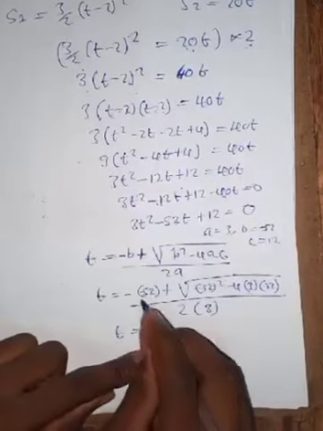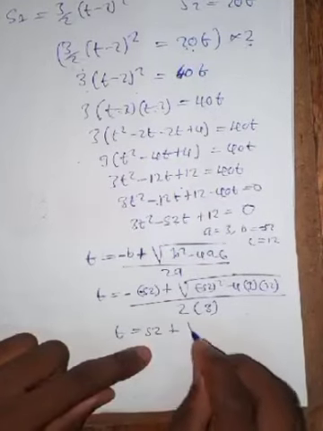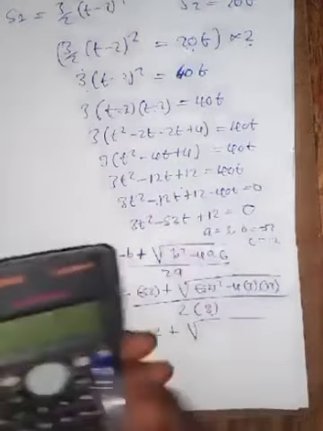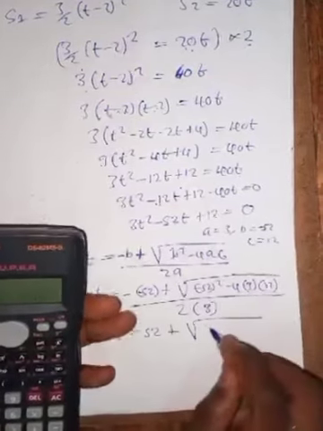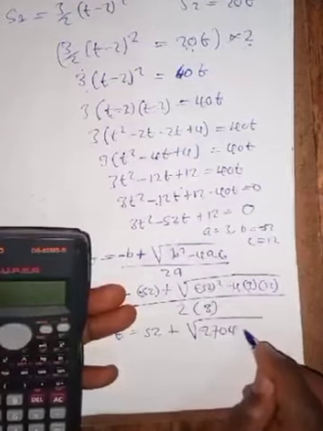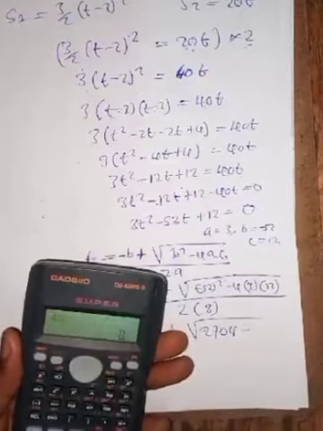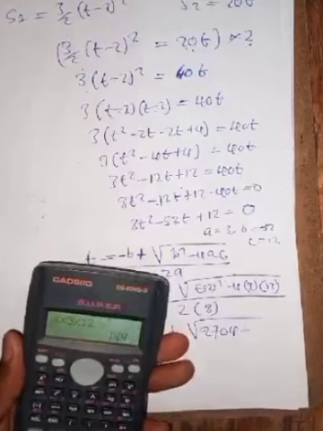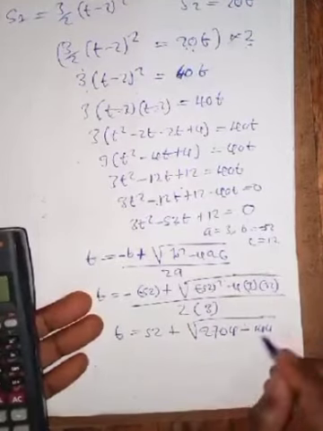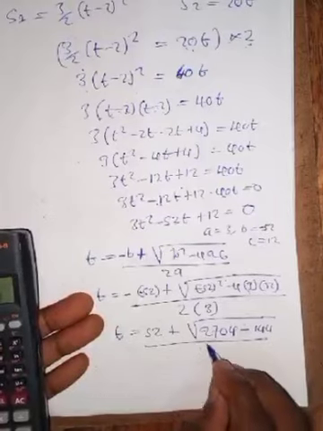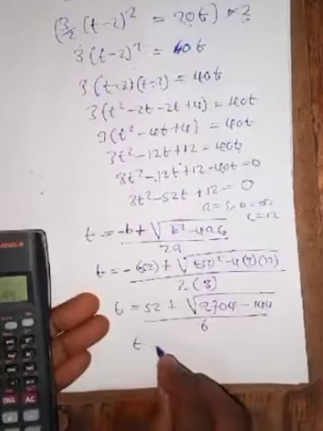Good. t, it will be 52 positive because of minus there. Minus and minus will give positive. Plus square root of 52 squared, sorry. 52 squared, that is 2,704. Then this one will be minus 4 times 3 times 12, which is 144. Okay? Yes, 144 over 6. 2 times 3 is 6.